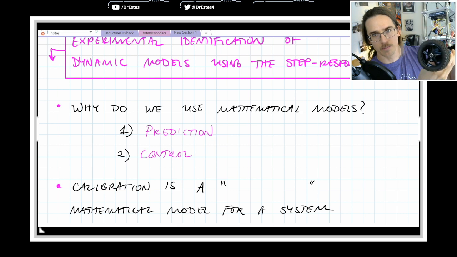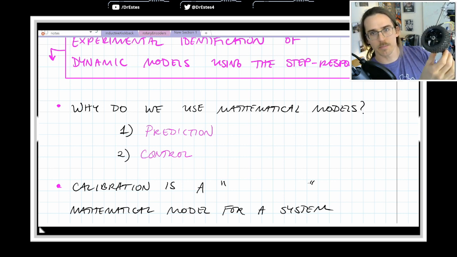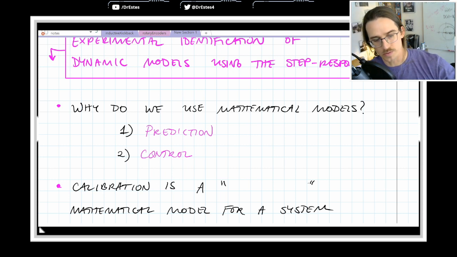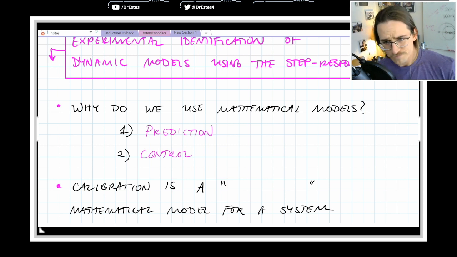if you want to build a system like this, you have to have a model for how the motor responds to voltage. How does the angular velocity of the motor change when you apply voltage? And so you can do cool applications like that. But you need a model for it to work.